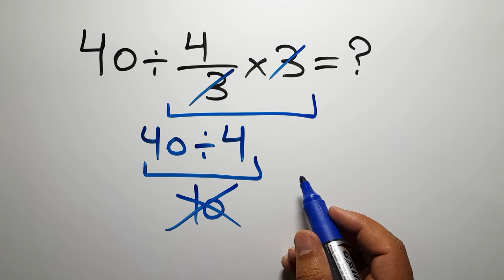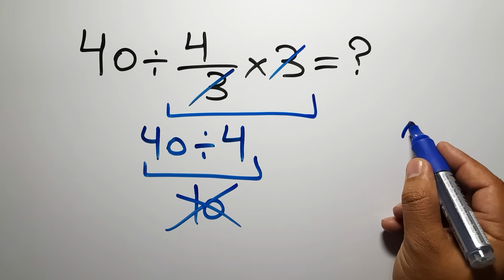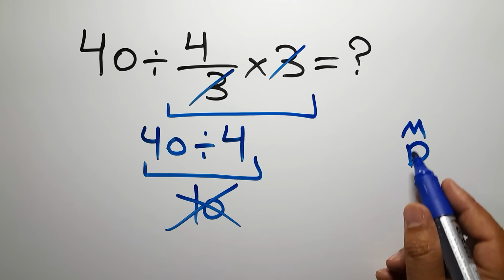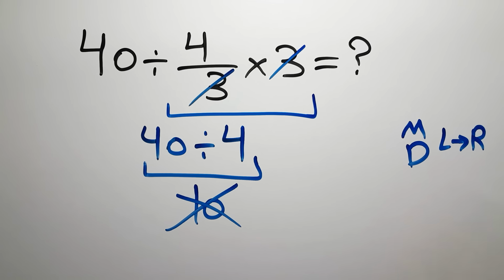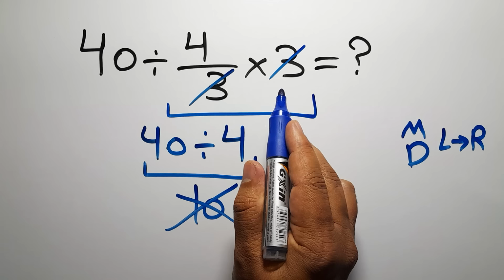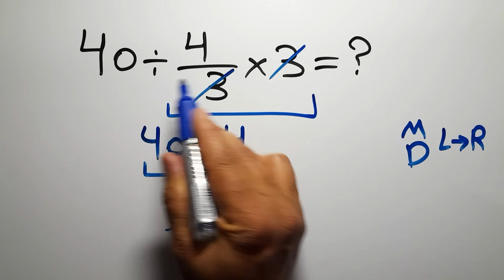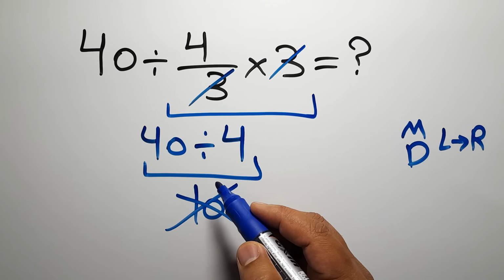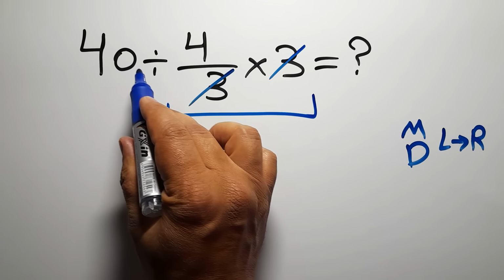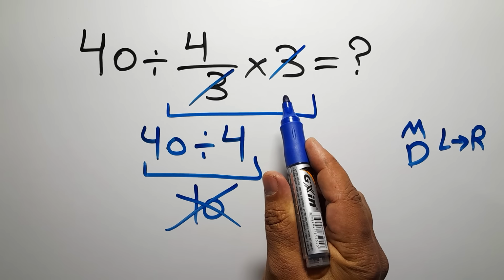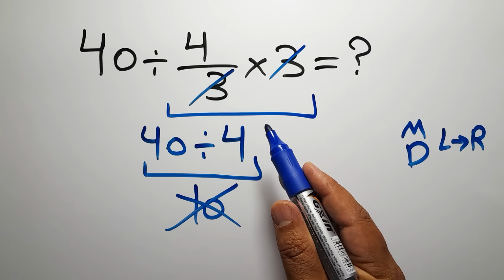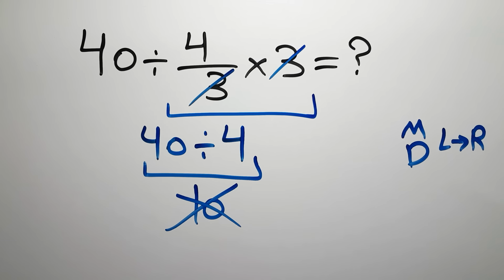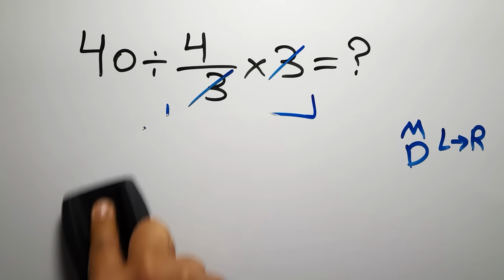Because according to the order of operations, multiplication and division have equal priority and we have to work from left to right. In this expression, we have one division and one multiplication. So we have to do from left to right. So first this division, then this multiplication. Okay? Let's do it.